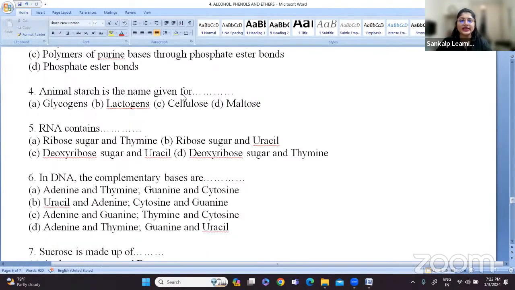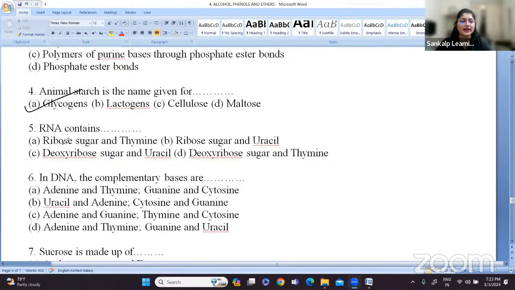Next question. Animal starch is the name given for A. Glycogen, B. Lactogen, C. Cellulose, and D. Maltose. Yes, it is A, glycogen. Good. Animal starch is the name given for glycogen. Next one.